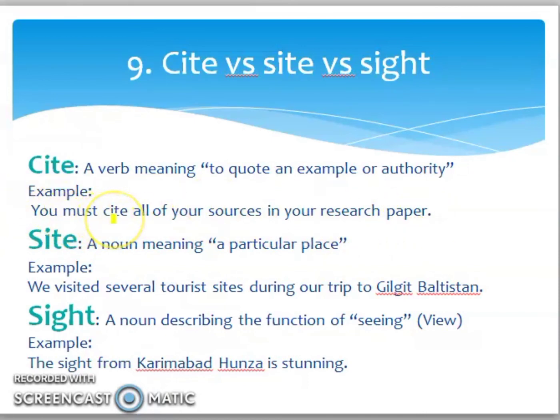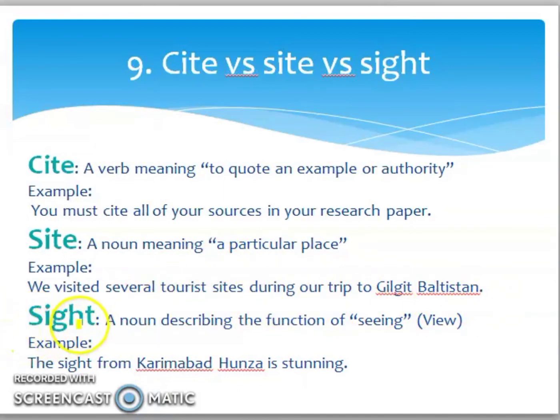Now, if you have the experience of writing a research paper or a thesis, your supervisor might have asked you to provide proper citation. So what is cite or citation? That means quoting the reference of writing or the authority of the writing. Now the second word, site, as a noun, means a particular place. Example, we visited several tourist sites during our trip to Gilgit-Baltistan. Now, tourist sites means tourist places.